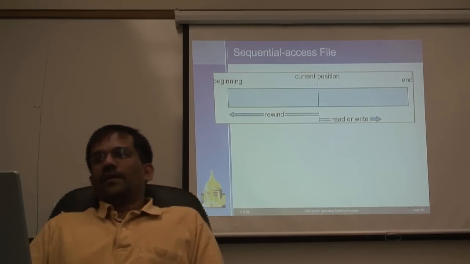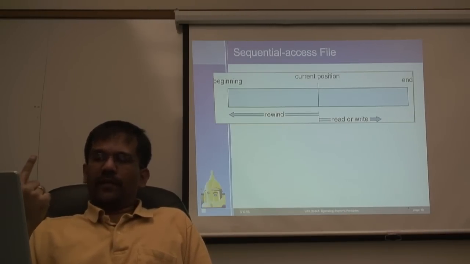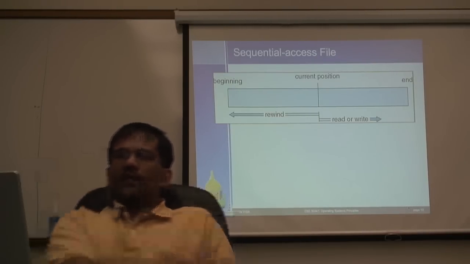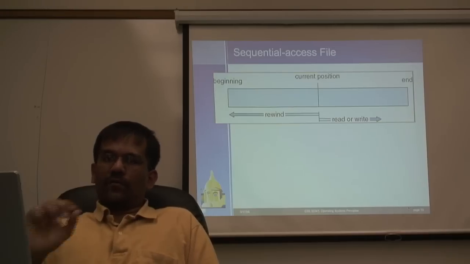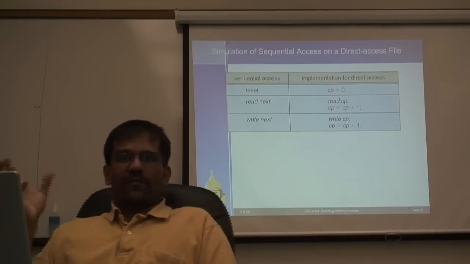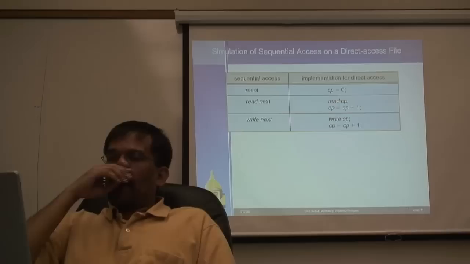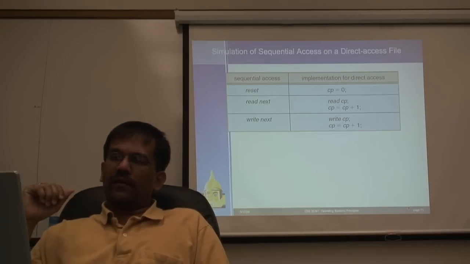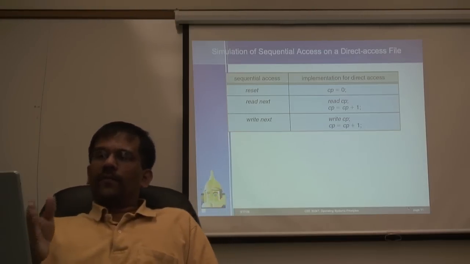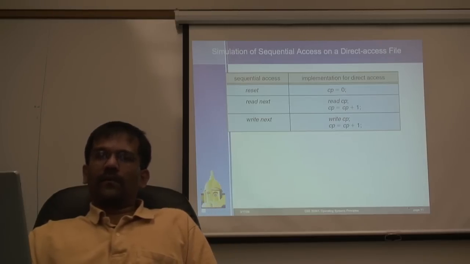To illustrate this with a figure, in sequential access you start from the beginning, and you have a current position where you're doing some reading. You're allowed to keep reading sequentially, moving forward, or you can rewind and start back from the beginning. You rarely tend to move back and forth. And you can implement one with the other. If you want to implement sequential access on a direct access file, then when you do a read next, from wherever your current pointer is, you read one byte and then move the current pointer up.